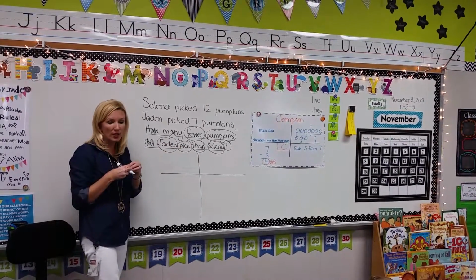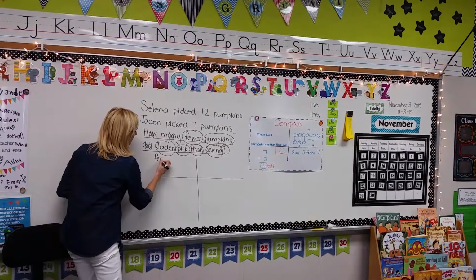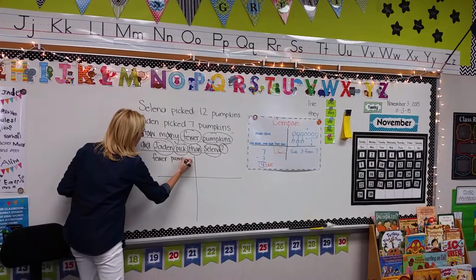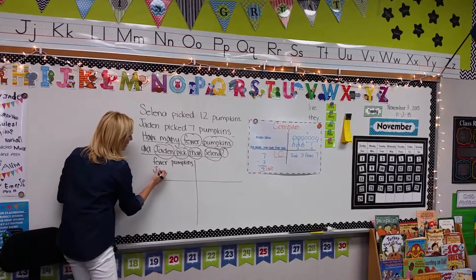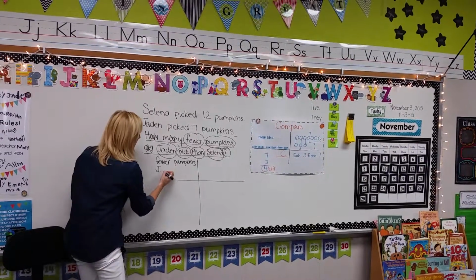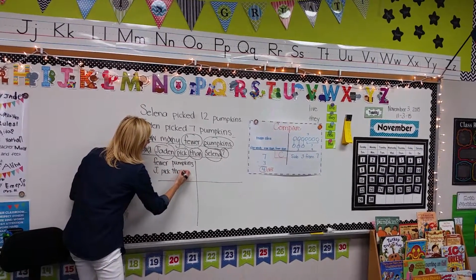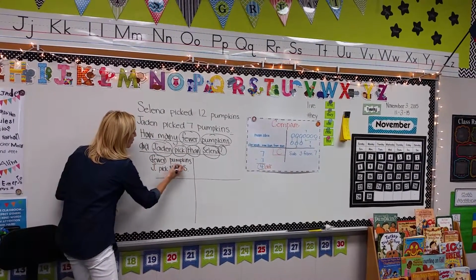I'm going to write it, and you're going to cap your markers and watch. Are you ready? You're just watching. Fewer pumpkins. J for Jaden. Pick. An S for Selena. And then I'm going to go back and circle fewer than.